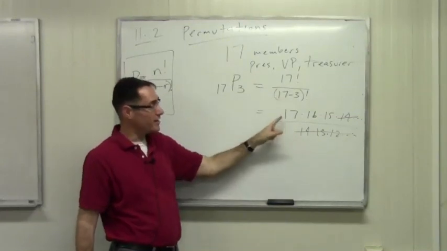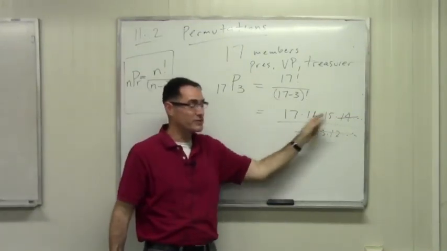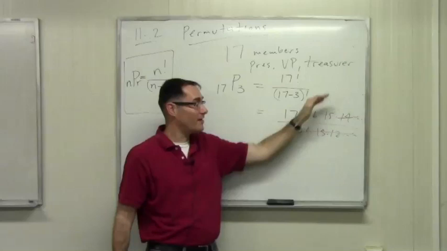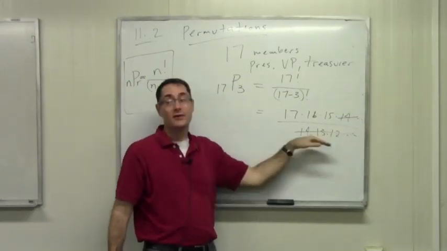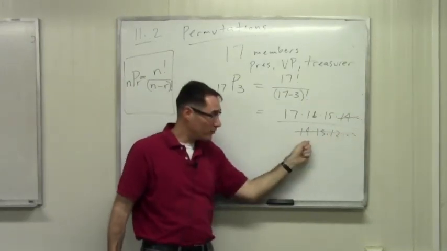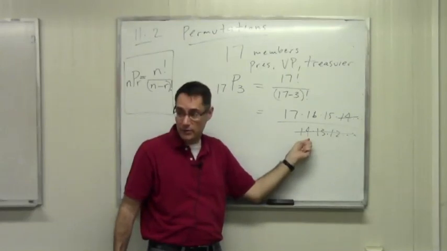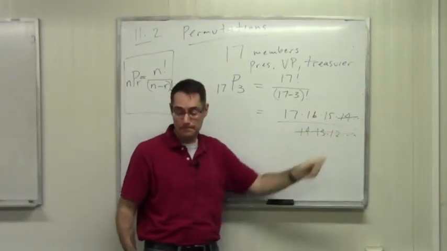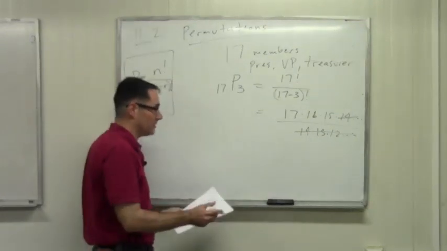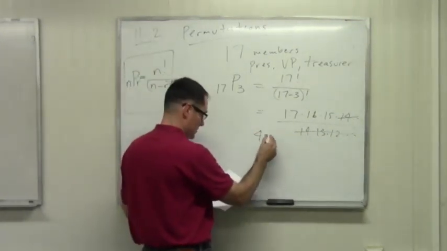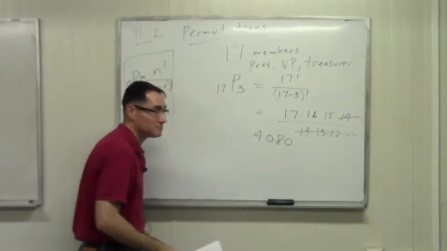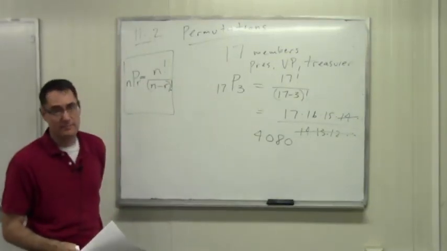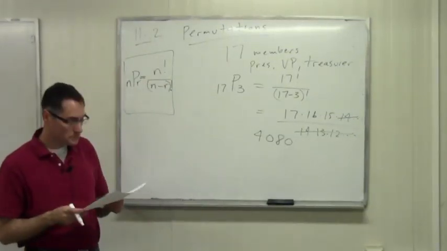Or you should know that it's 17 times 16 times 15 times 14, all the way down to 1, divided by 14 times 13 times 12, all the way to 1. And all the ones from 14 below actually cancel out. So it's just 17 times 16 times 15, which happens to be 4,080 different ways. A lot of different ways to pick those three positions.